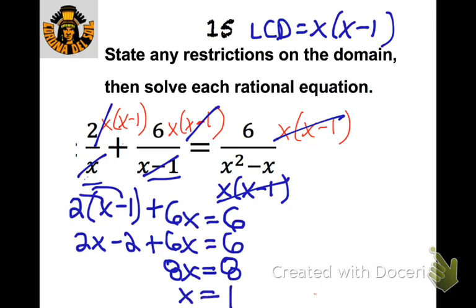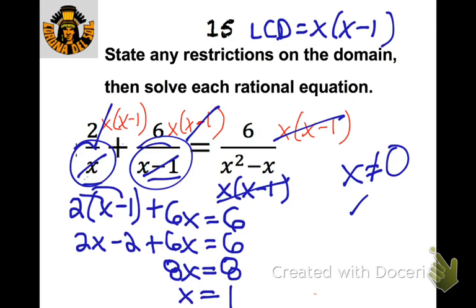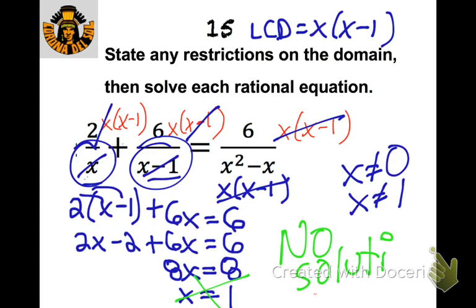Now we need to look at this and see. This says that x can't be 0. And this says that x can't be 1. Oops, that's what we got. We got 1. So we cancel that out. We pretty much say that this is an extraneous solution. So we're going to have to say no solution on this problem. So no solution is the final answer.